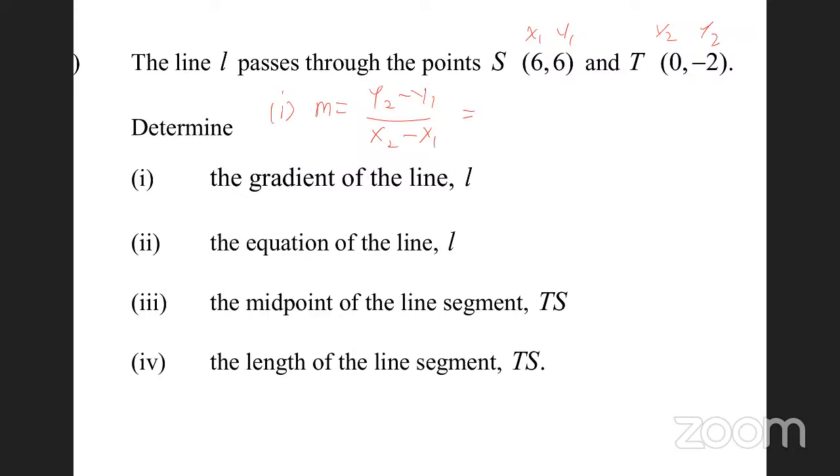Right, so that would be what? Minus 2 minus 6 over 0 minus 6. I got minus 8 and minus 6, or 4 over 3. Anybody got that? 4 over 3? Yeah.